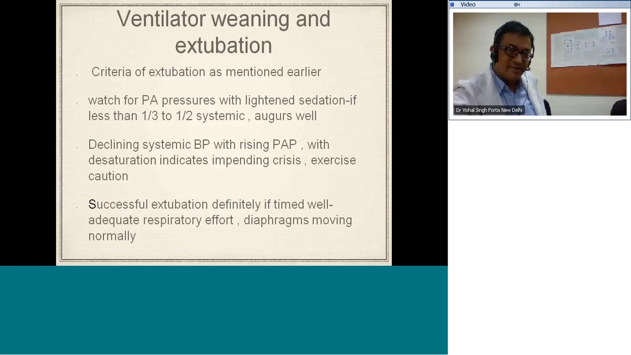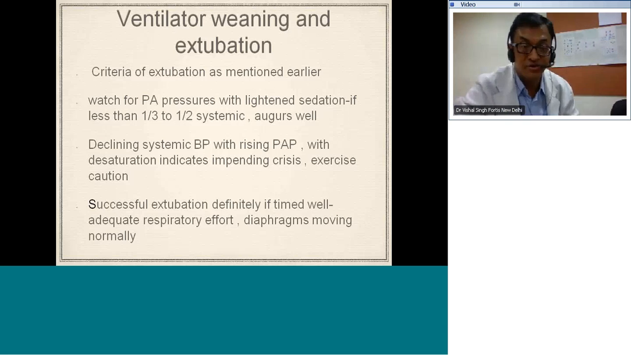Declining systemic blood pressure with rising PAP and desaturation while you are weaning the patient indicates crisis. Please don't move ahead. Allow the patient some rest and then move ahead again after 48 hours. PH is something which tends to burn out with time. It can burn out in 7 days. It can burn out in 2 months. You can only try whatever you can externally, but if you try to force things on the patient, you will end up repeatedly re-intubating and all sorts of things.